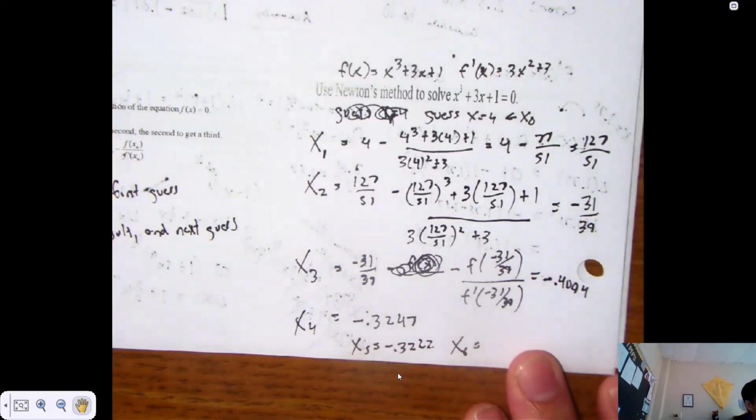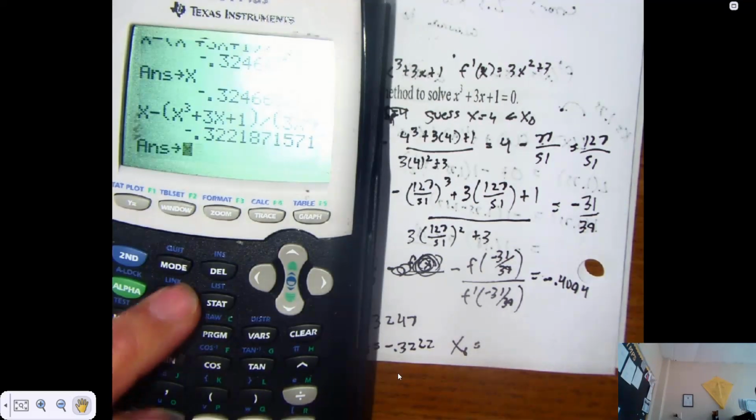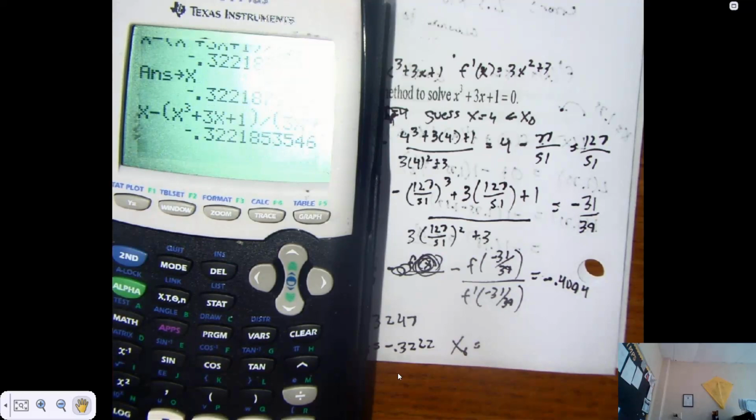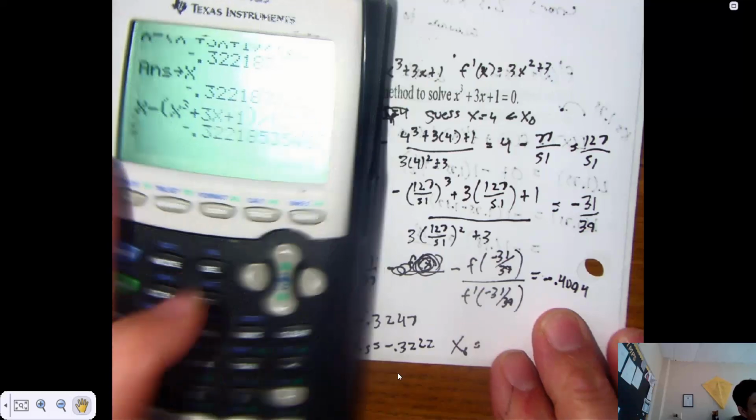Let's see what the next one is. It doesn't take that long to restore it. I'd say we're there. Within 4 decimal places, we're there. You see it? So negative 0.3222. Now, I'm going to make one up.